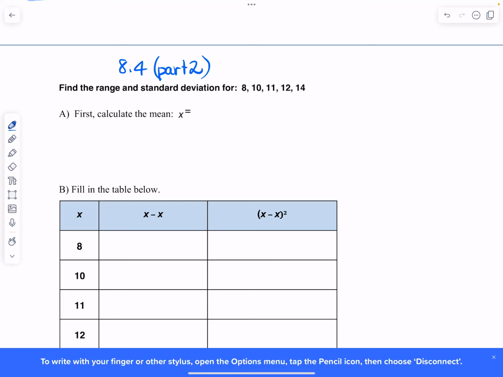Okay, this is 8.4 part 2. Now, it's asking me to find the range and the standard deviation for the data points 8, 10, 11, 12, and 14. So I'm going to go ahead and find the range first. Remember, the range is highest minus the lowest data point. So the highest data point in this case would be 14 minus the lowest data point, which is 8. So 14 minus 8 is 6.